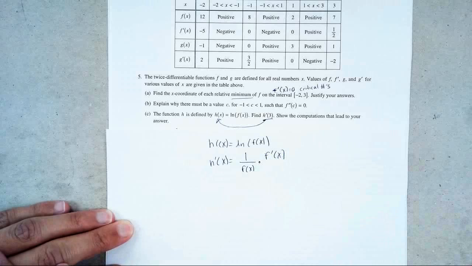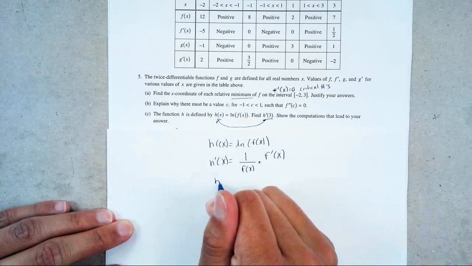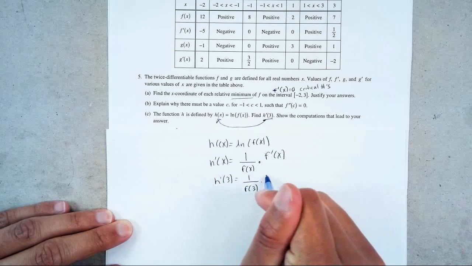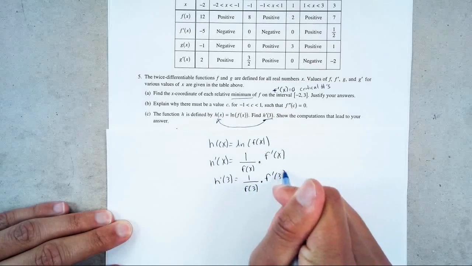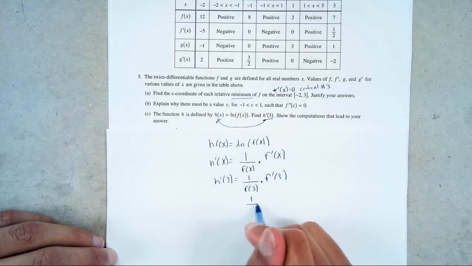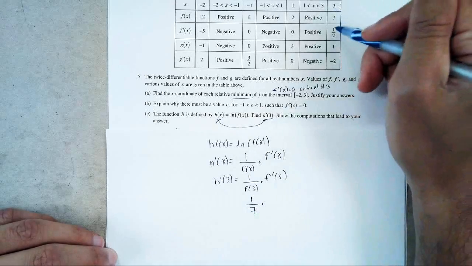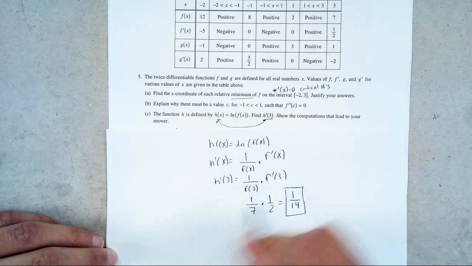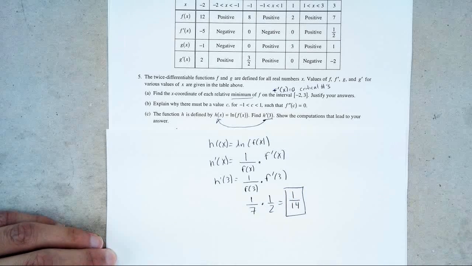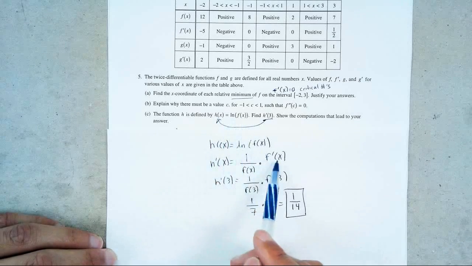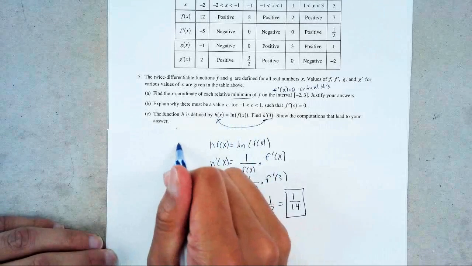Well, the next step is they want you to find what is the value of h prime of 3. So then you're going to go ahead and plug 3 into all of your equations. And f of 3 is 7, so 1 over 7 times f prime of 3, which is 1/2. Multiply those out, 1 over 14, and that's your answer. When you see a question like this, don't let it confuse you. All you have to do is find the derivative of h, and anytime you have to find the derivative of f of x, just make it f prime. Okay? And that was part C.